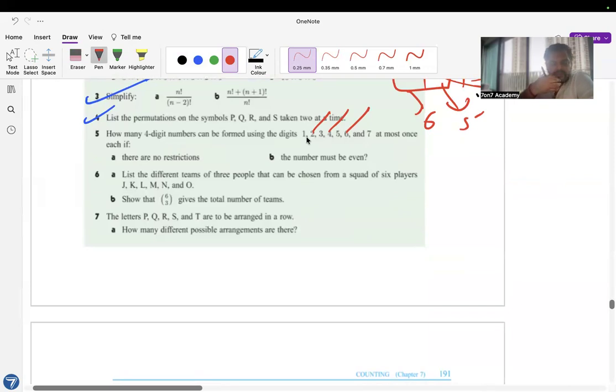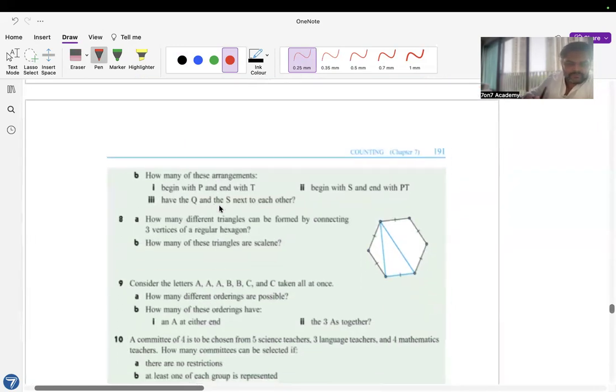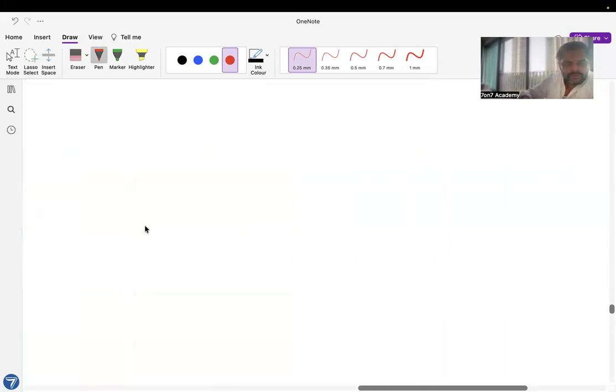List the different teams of 3 people that can be chosen from a squad of 6 players. That is also fine, no? List 3, so that means 6C3 you want, no? This is also the same. It's just like geometry. I have full documentation on geometry, so next class I'll do geometry. Okay, I'll take two or three more questions.